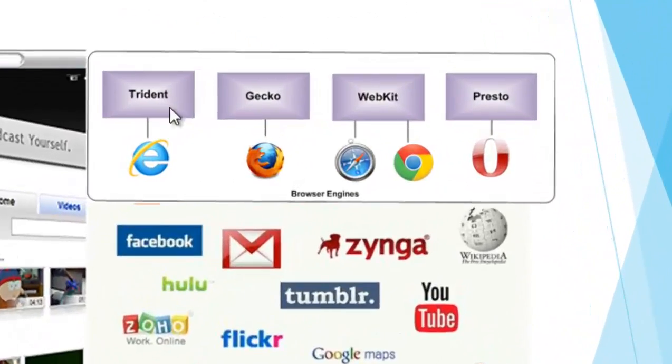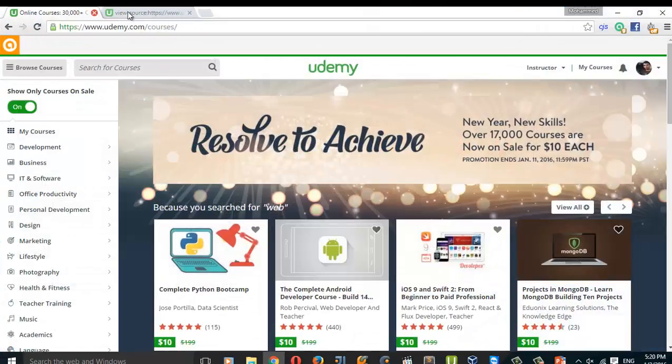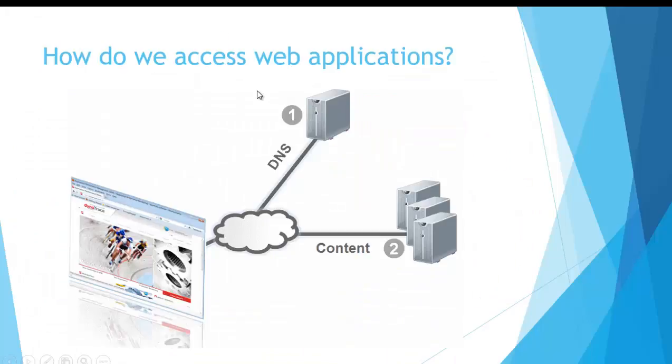Internet Explorer uses Trident, Firefox uses Gecko, Safari and Chrome use WebKit, and Opera was using Presto and now it uses WebKit. So this is the engine that converts this code into this one. Great. So how do we access web applications?